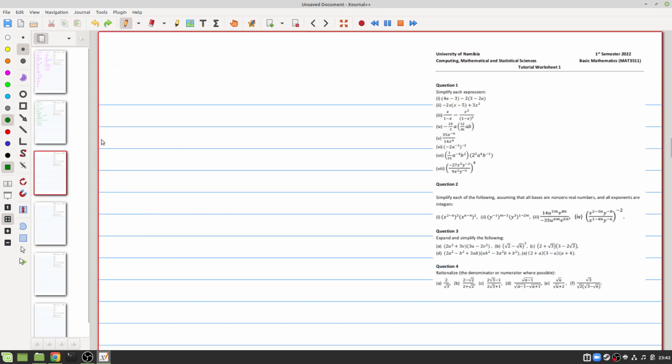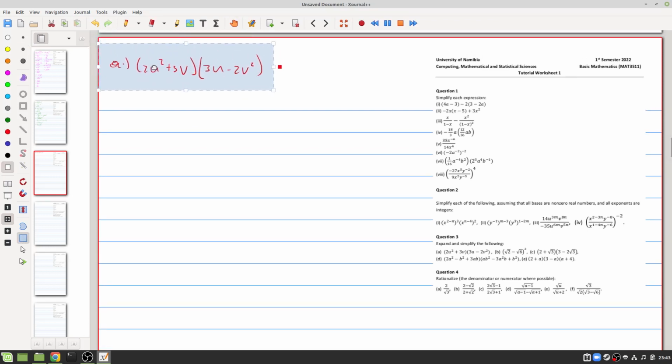Alright, so that was question 2. Let's do question 3. Expand the following and simplify. Okay, so that's just multiplying out brackets again. So question 3a, we've got 2u squared plus 3v times 3u minus 2v squared. So how do we multiply?